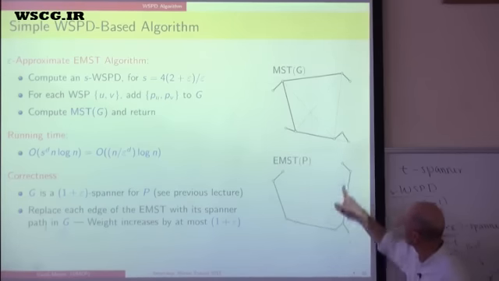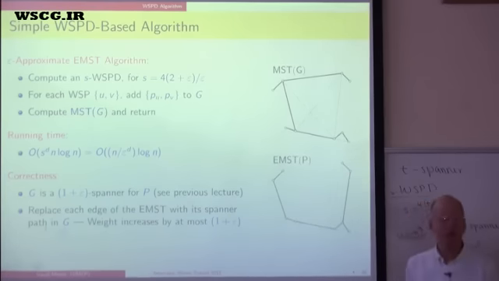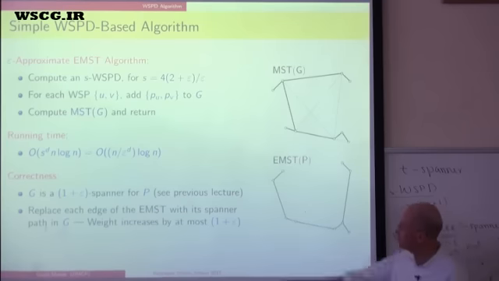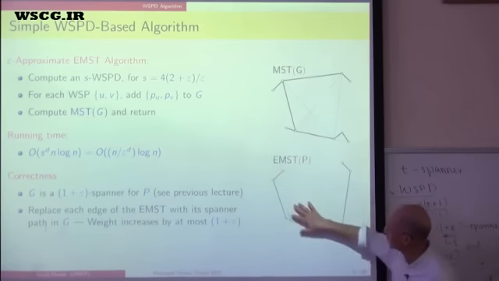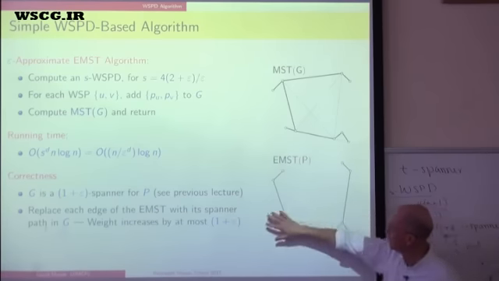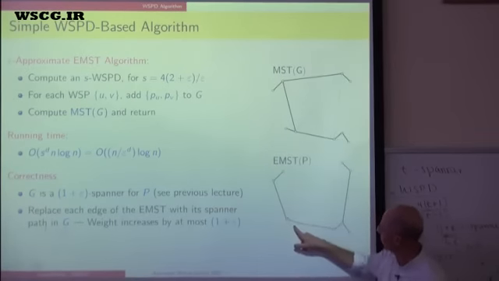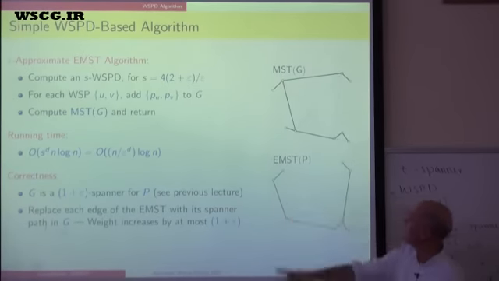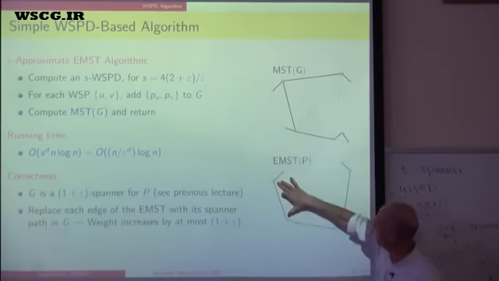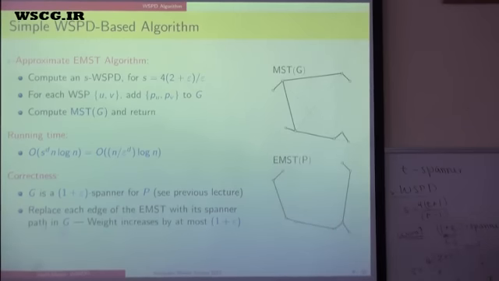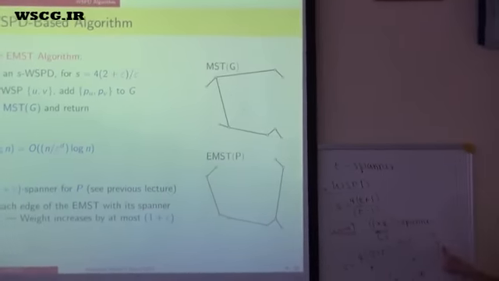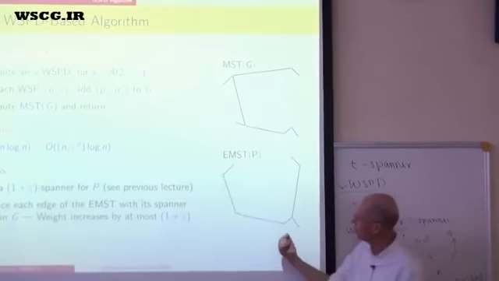So what I want to prove is that this graph and this graph have roughly the same weight. To do so, I'm going to start with the minimum spanning tree. Okay? And let's replace every edge with its corresponding path in the spanner. For every pair of points, I know that there exists a path in the spanner. So let's imagine that I replace every one.